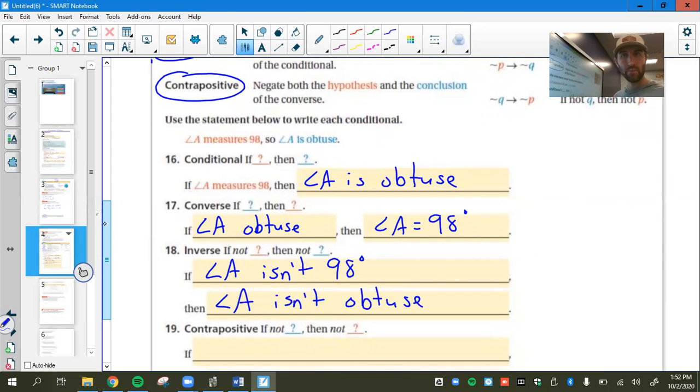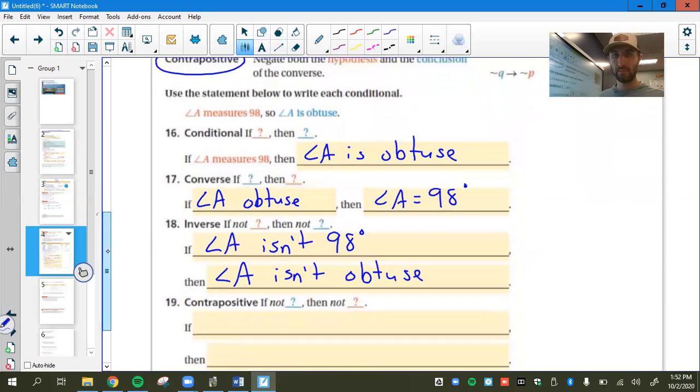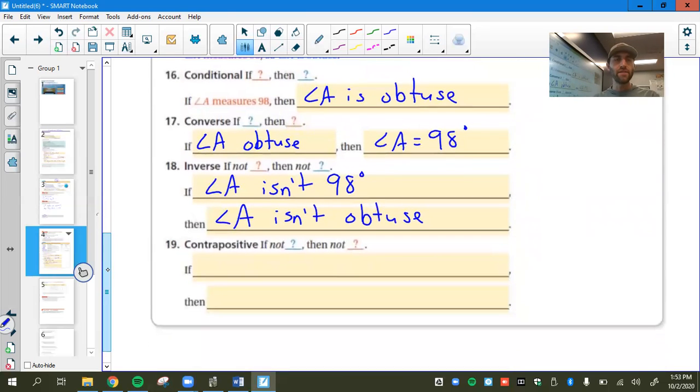All right, and a contrapositive. Inverse and contrapositive have the same relationship as a conditional and converse relationship. Basically, it just flips the order. So contrapositive: if angle A isn't obtuse, then angle A isn't 98 degrees.